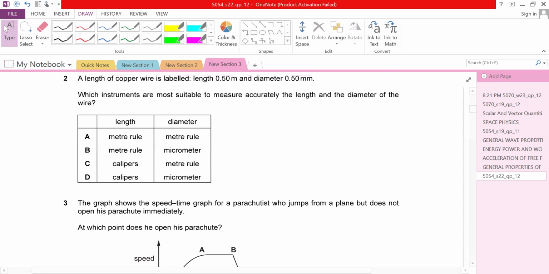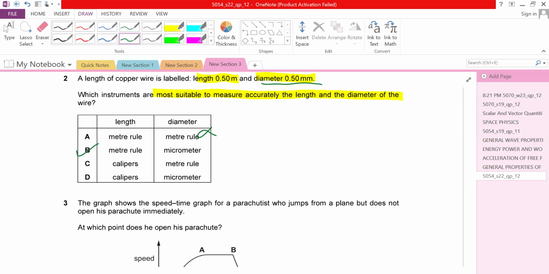Then question number 2. A length of copper wire is 0.50 meters and the diameter is 0.50 millimeters. Which instruments are most suitable to measure the accurate length and the diameter of the wire? The length is 0.50 meters, so it is less than 1 meter. We will use a meter rule. And to measure the diameter, we will use a micrometer. A meter rule isn't used to measure the diameter. So the correct option is B for question number 2.